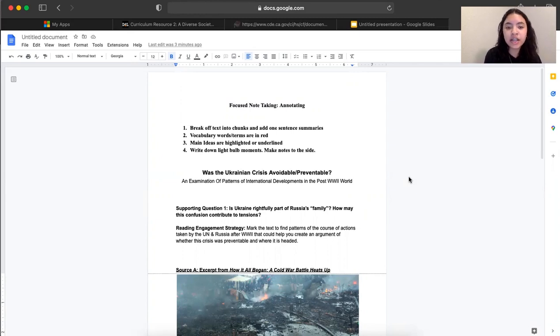We're going to underline main ideas. This is going to help us identify main points, and all of these things are going to work together to create a deeper understanding and teach us to really read with purpose. We're also going to write down light bulb moments, which are just going to help us recognize shifts and patterns.